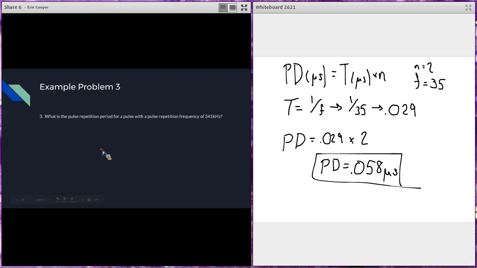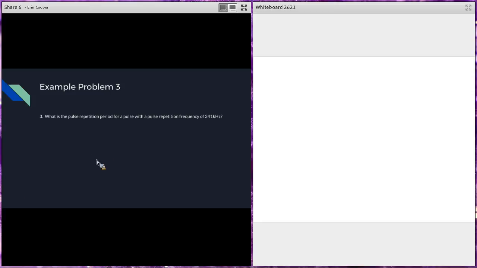Number 3 says, what is the pulse repetition period for a pulse with a pulse repetition frequency of 341 kilohertz? All right, so this one looks pretty complicated, but it's okay. We can break it down into pieces, and it's actually not that bad. So first, what are you looking for? What are you trying to solve for? In physics equations, that's going to be the most important thing for you to ask right off the bat. What am I solving for? It says, what is the pulse repetition period? So I'm looking for the PRP.